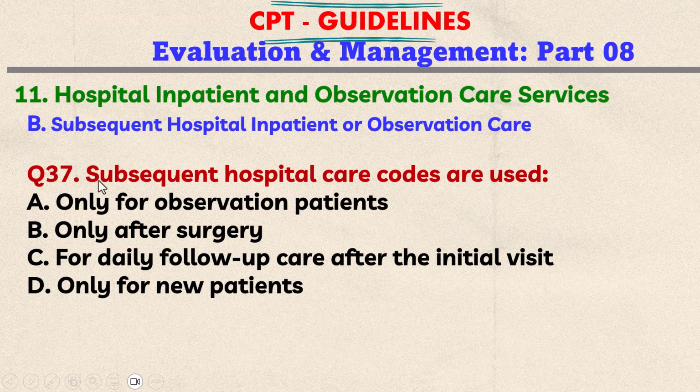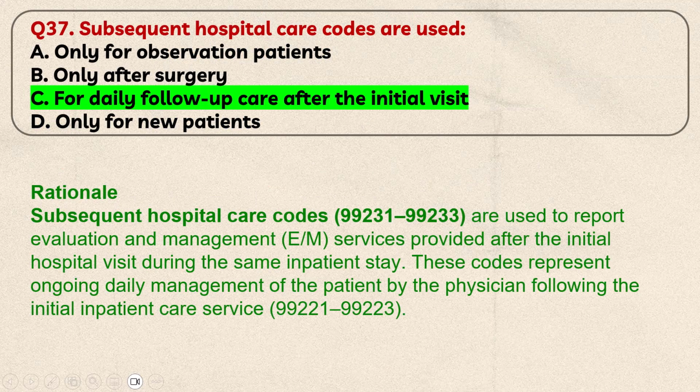Question number 37. Subsequent hospital care codes are used: A. Only for observation patients, B. Only for surgery, C. For daily follow-up care after the initial visit, D. Only for new patients. Think about the answer. The correct answer is C. For daily follow-up care after the initial visit. Rationale: subsequent hospital care codes are used to report evaluation and management services provided after the initial hospital visit during the same inpatient stay. These codes represent ongoing daily management of the patient by the physician following the initial inpatient care service.